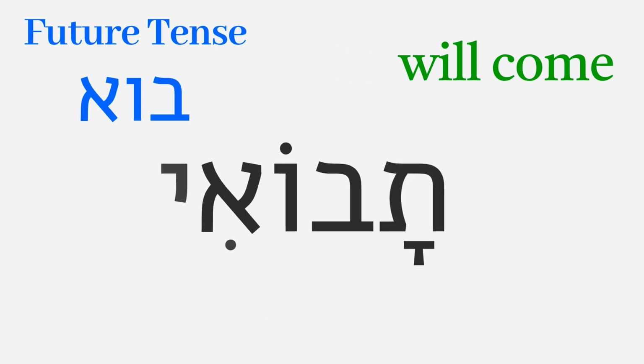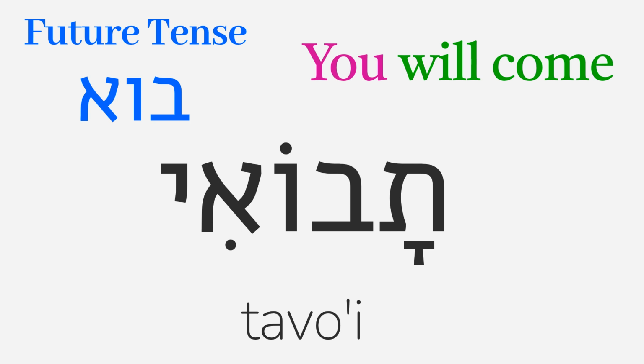When we add endings onto these future tense forms that only have prefixes, the vowels do not shorten. We can add i to tavo, which means you will come masculine singular, or she will come, to make tavo'i, which means you will come feminine singular.